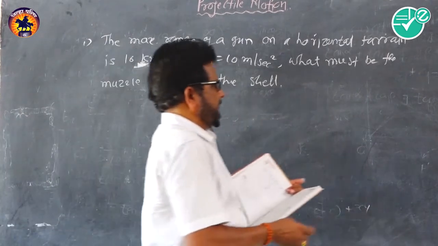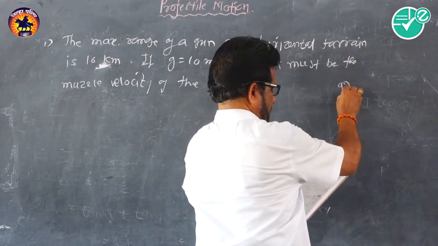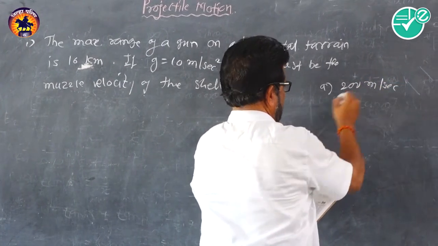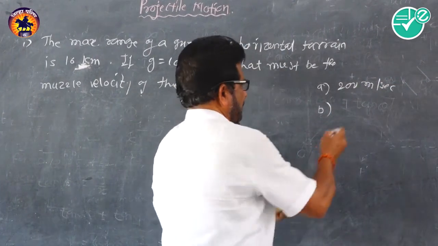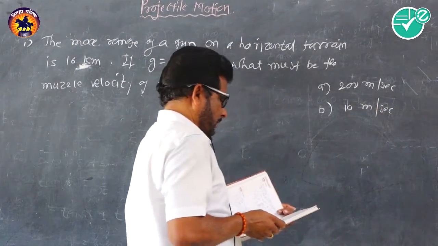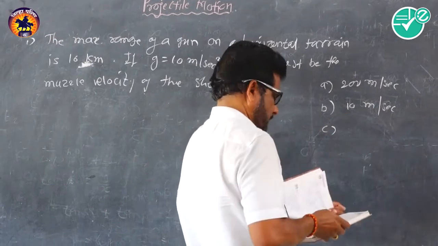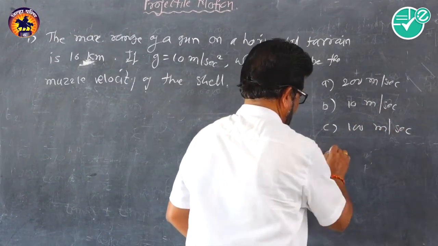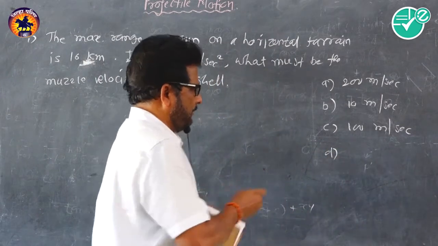Options are A 200 meter per second, B 10 meter per second, C 100 meter per second, and D 50 meter per second.